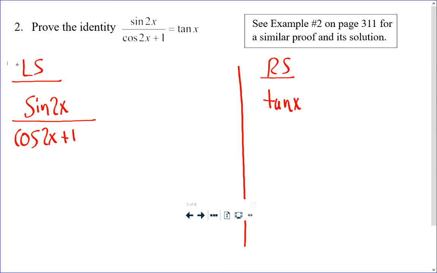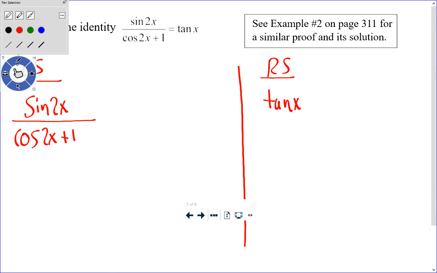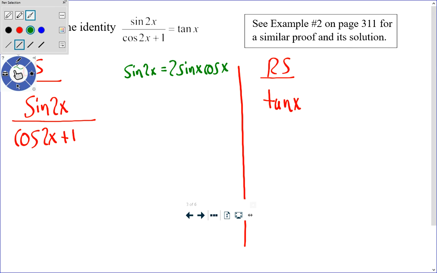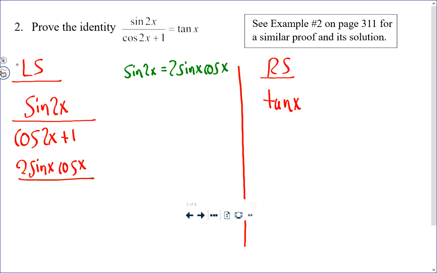And again, I'm not going to pull them up here. You should be actively taking a look at your formula sheet and finding this out for yourself. I have on the formula sheet sine of 2x equals 2 sine x cos x. And I'm going to replace the sine of 2x on the left-hand side with 2 sine of x cosine of x. And then on the bottom, I have to replace the cos of 2x with something. So I'm going to have cos of 2x, then I will have plus 1.